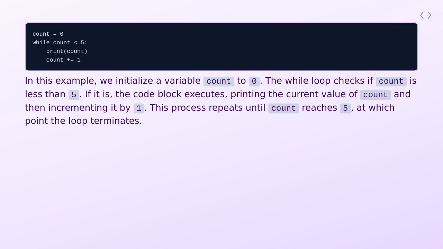In this example, we initialize a variable count to 0. The while loop checks if count is less than 5. If it is, the code block executes, printing the current value of count and then incrementing it by 1. This process repeats until count reaches 5, at which point the loop terminates.